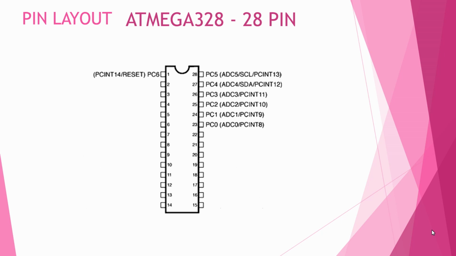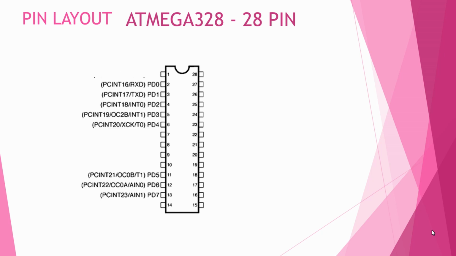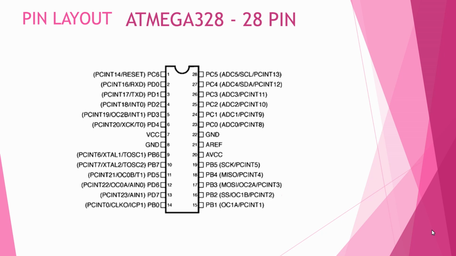This port has a total of 7 pins, starting from PC0 to PC6, and PC6 is meant for reset purposes. That is why this port has effectively 6 pins, PC0 to PC5, with pin numbers from 23 to 28. The third port is port D, and this port has a total of 8 pins, from PD0 to PD7, and the pin numbers are from pin 2 to pin 6 and then from pin 11 to pin 13. You can see this is the pin layout and port structure of this microcontroller, which has a total of 3 ports: port B, port C and port D.